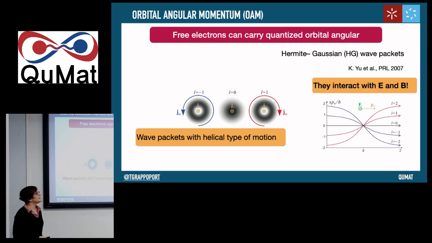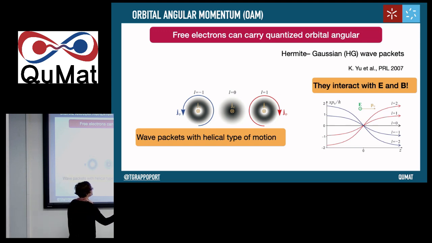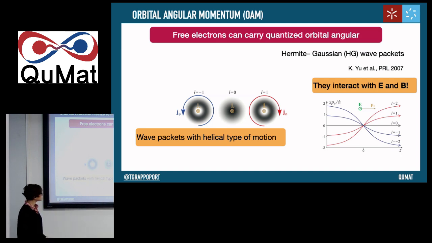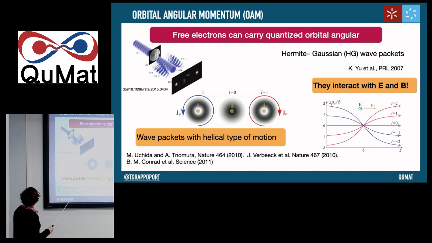And these wave packets interact with both electric and magnetic fields. This is an illustration from that paper. You have the wave packet moving, and with an electric field, we see that there is a deflection of the wave packet depending on the orbital angular momentum. And in 2010, several experiments showed that by different techniques, as for example, using nanoscale diffracting patterns, it is possible to imprint this orbital angular momentum to free electrons in free space.